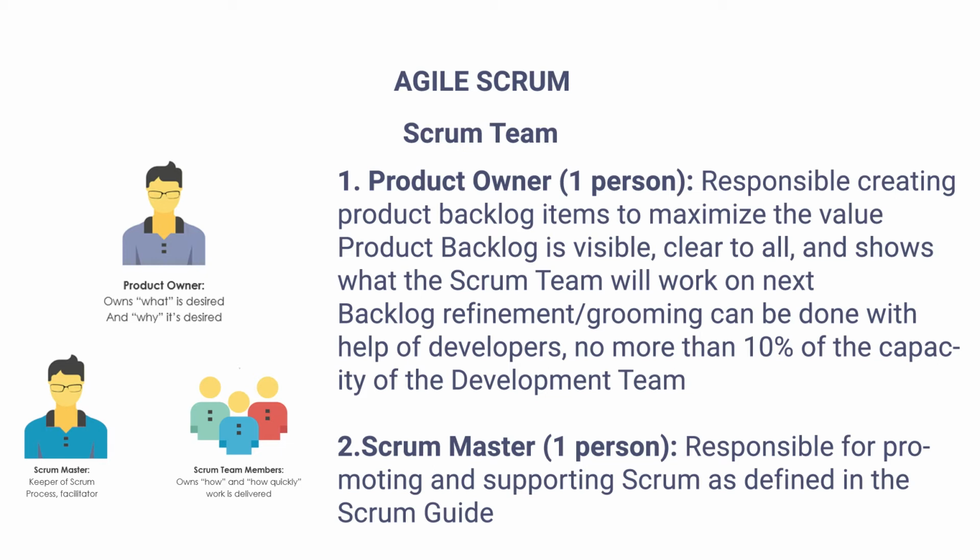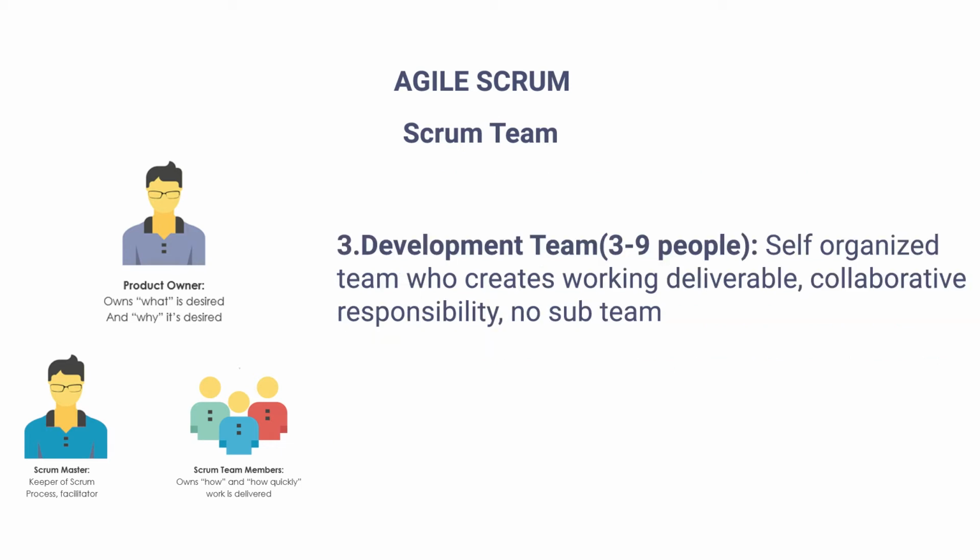Then the Scrum Master, one person, is responsible for promoting and supporting Scrum as defined in the Scrum Guide. Then the development team can be 3 to 9 people, a self-organized team who creates the working deliverable, collaboratively responsible, with no sub-teams.